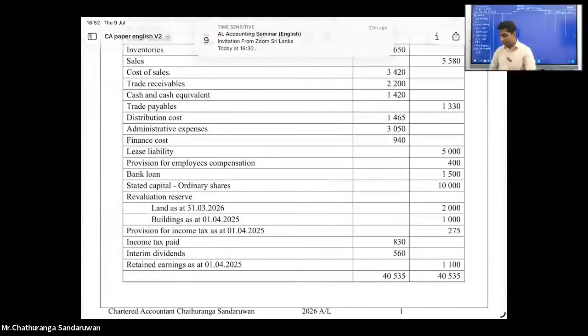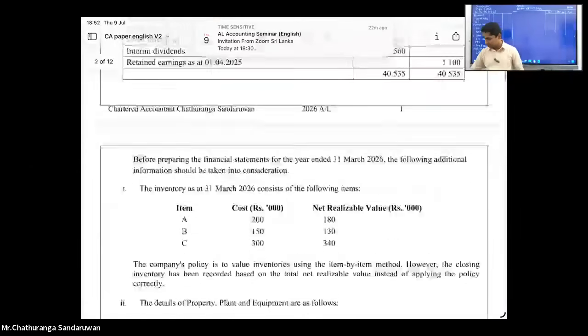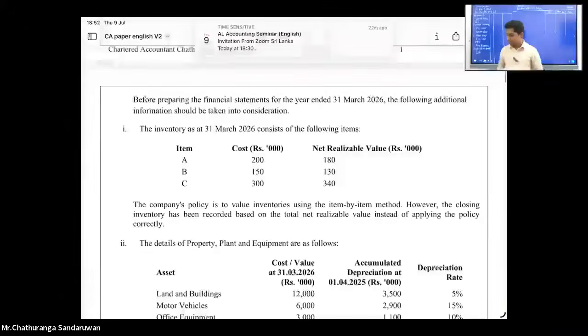So let's get into the adjustments. Before preparing the financial statements for the year, the following additional information should be taken into consideration. The first one, the inventory as at 31st March 2026 consists of the following items. So they have 3 items, A, B, C. The cost is given, the net realizable value of each item is given.